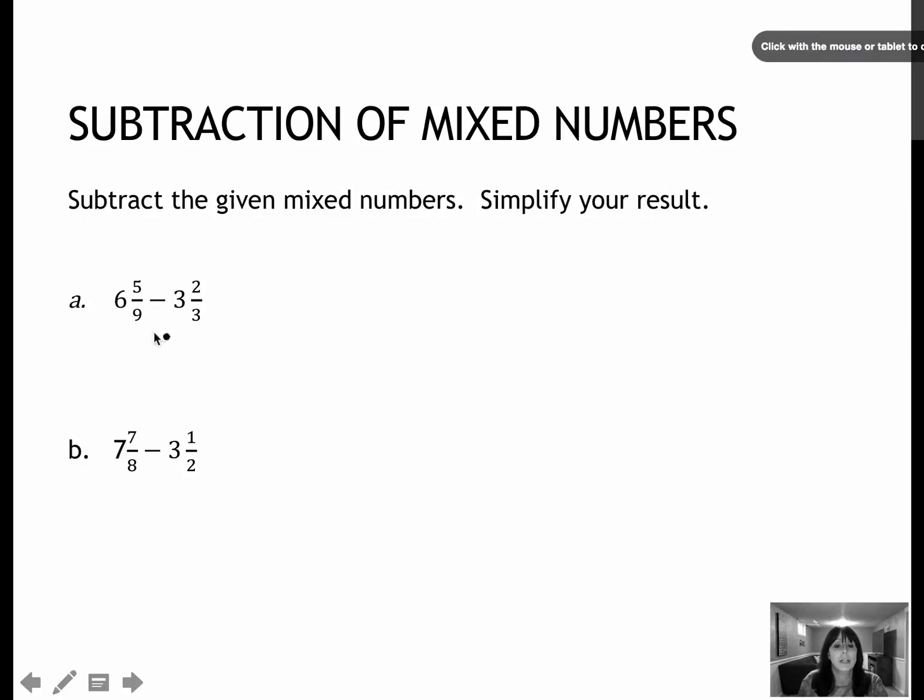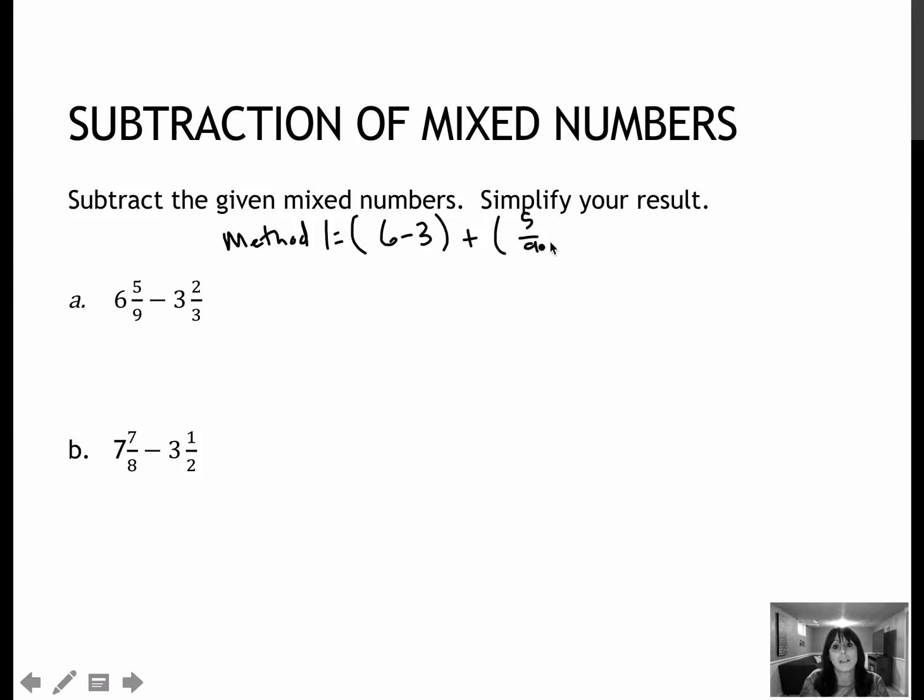So let's take a look. If I have 6 and 5/9 minus 3 and 2/3. So if I do method 1, then I'm taking 6 minus 3, and I also have 5/9 minus 2/3. Which is fine. 6 minus 3 gives me a result of 3. And if I change my second fraction to be ninths, I would multiply by 3 and multiply by 3. And here's where this method falls apart.